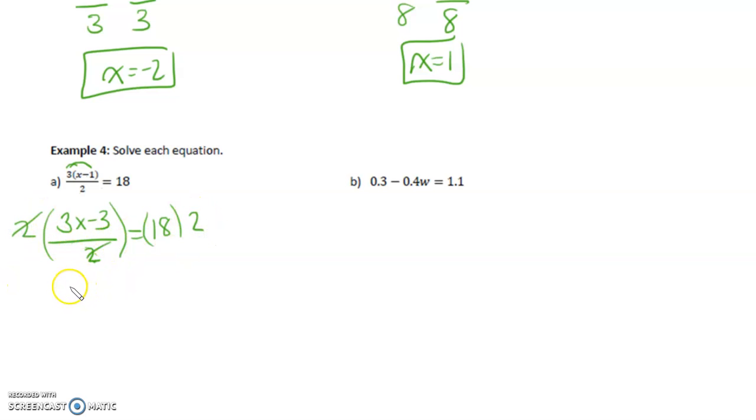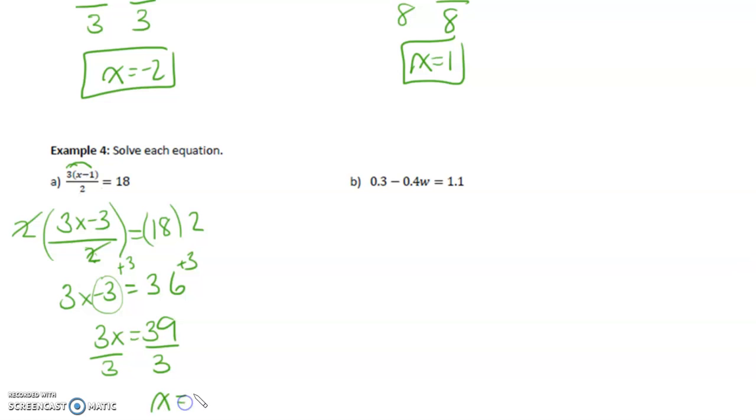Cancel those out. We have 3x minus 3 equals 36. Take this negative 3, add 3 to both sides, and we get 3x equals 39. Divide both sides by 3, I get x equals 13.